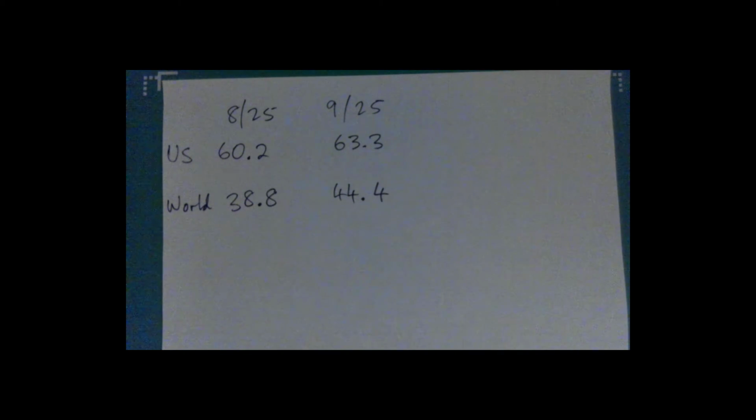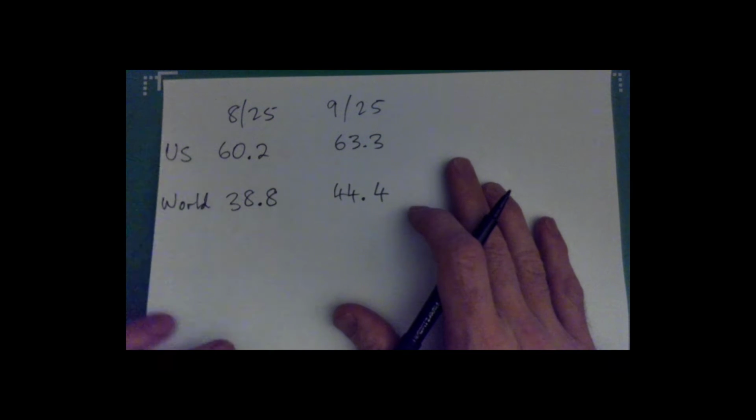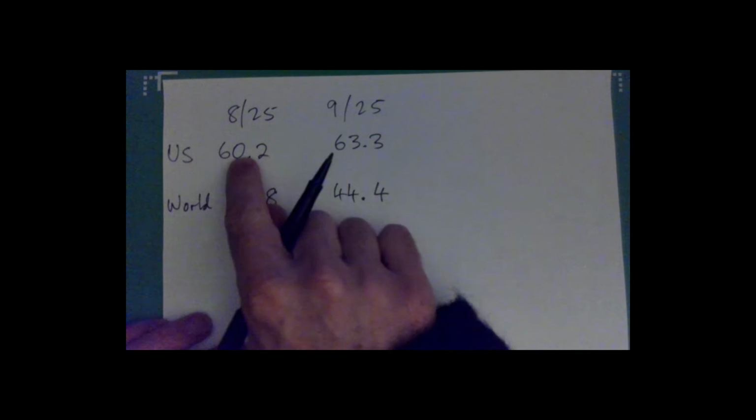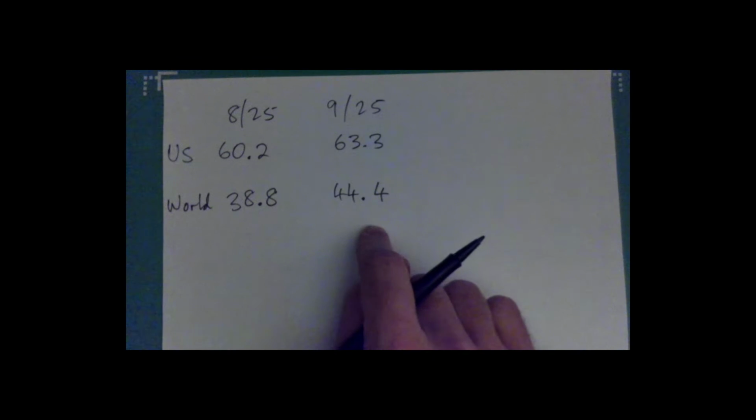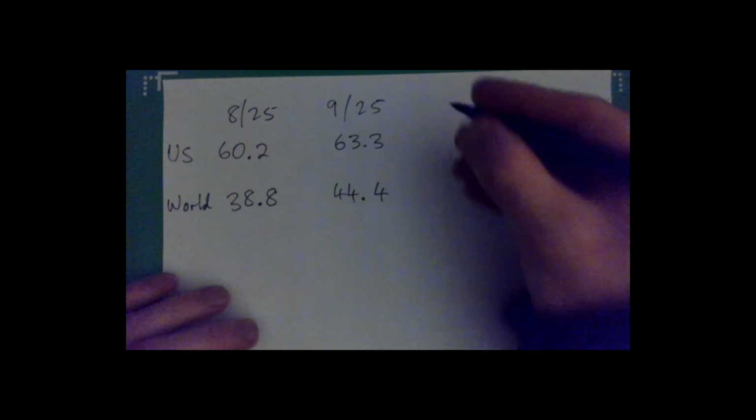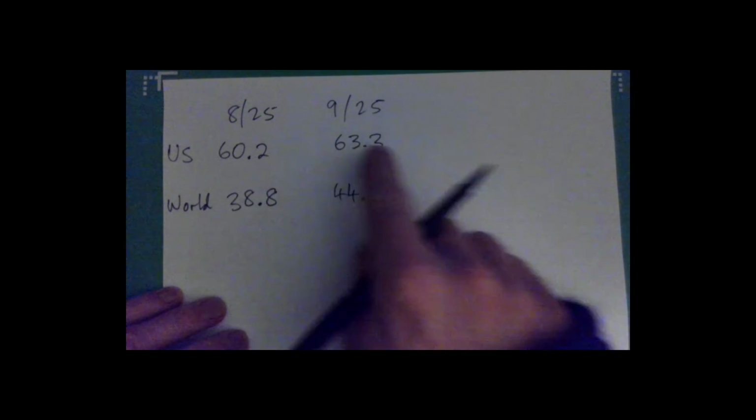Okay, so we got it. This is the data we've collected. In the last month, the U.S.'s vaccination rate has gone from here to here, and the world's has gone from here to here, right? So how much has it increased by in the last month? Well, we just need to subtract, right?